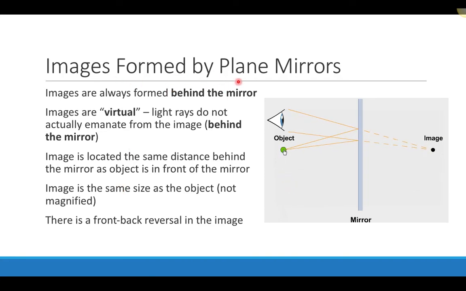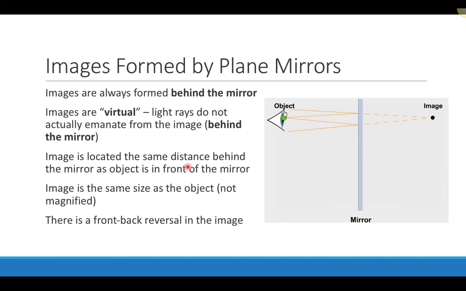So when we look at images that are formed by plane mirrors, the image is always formed behind the mirror. So here's my image and here's my object, and as I move it around, the image location moves. It's always a virtual image, so the image is always formed behind the mirror. The rays of light come from the object, reflect off the mirror, reach the eye, and the eye has to interpret that by following the rays of light back and see where they seem to originate from, and that's my image.